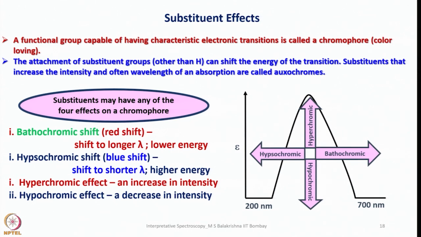So what are those? A functional group capable of having a characteristic electron transition is called a chromophore. We should remember the chromophore is responsible for electronic transition. The attachment of a substituent group other than hydrogen can shift the energy of the transition. So that means substituents that increase the intensity and often wavelength of an absorption are called auxochromes. And then substituents may have any one of the 4 effects on chromophore.